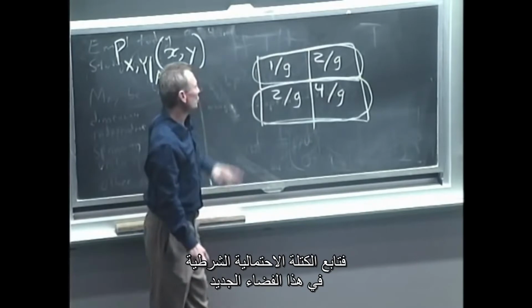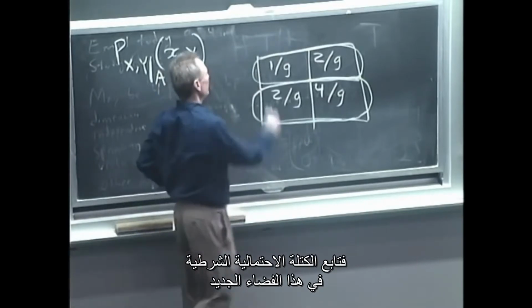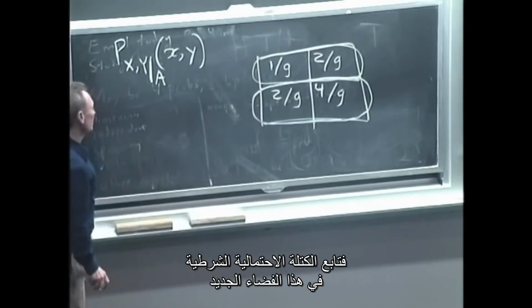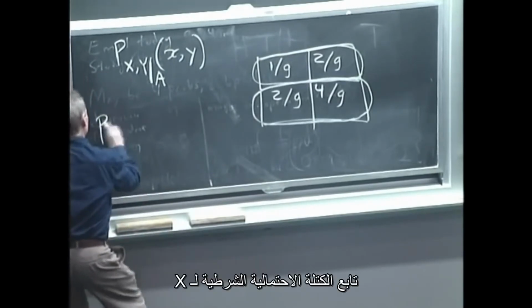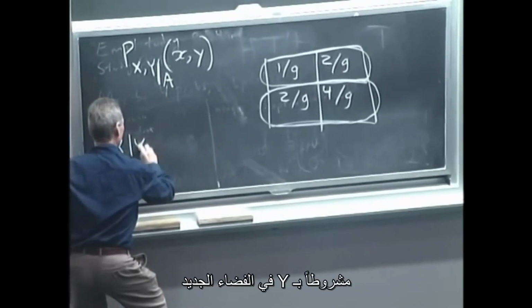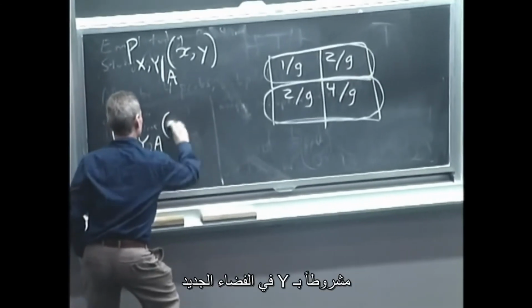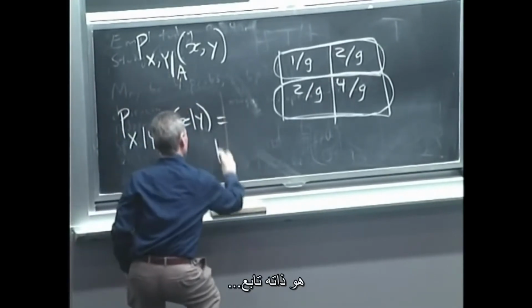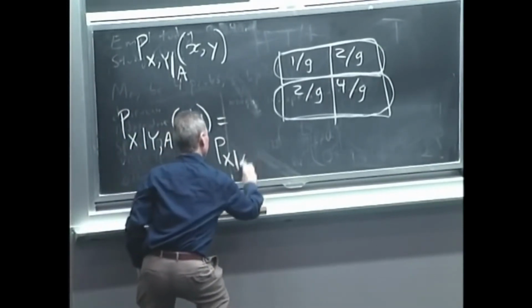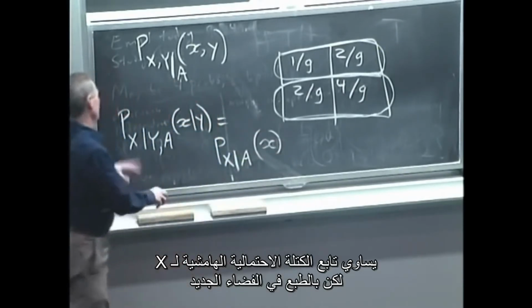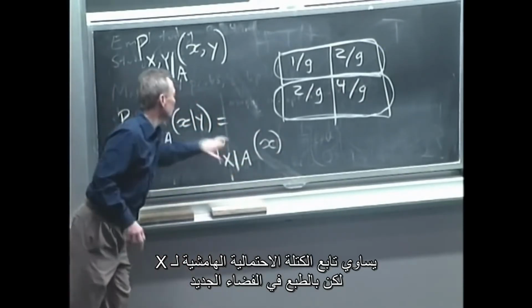So the conditional PMF of x given y in the new universe is the same as the marginal PMF of x, but of course in the new universe.